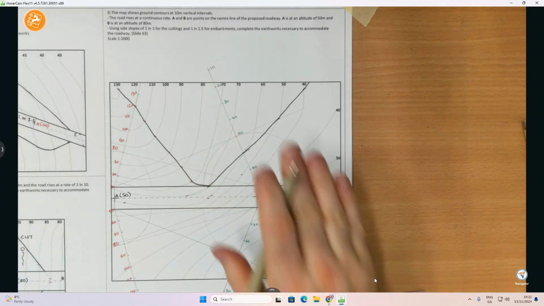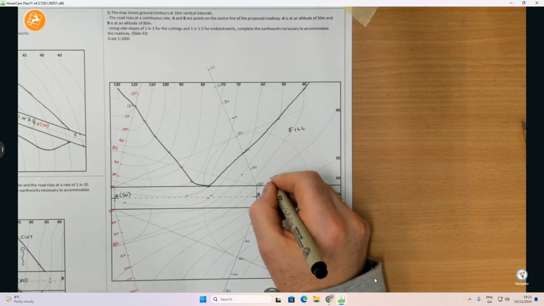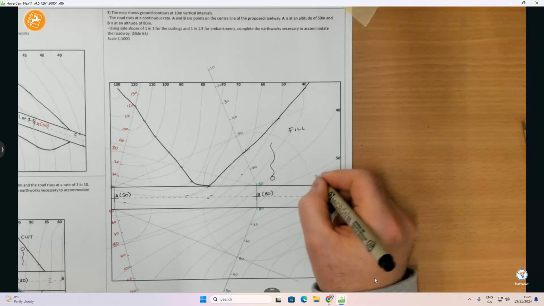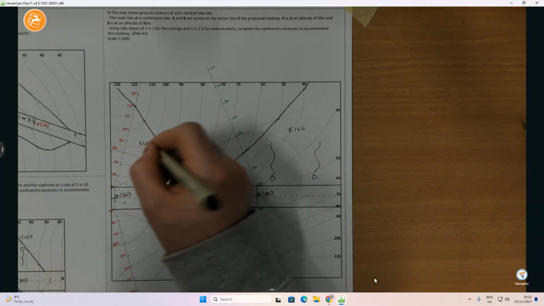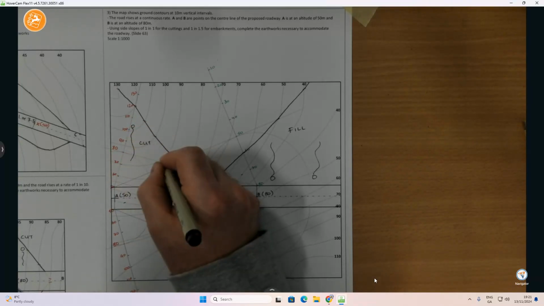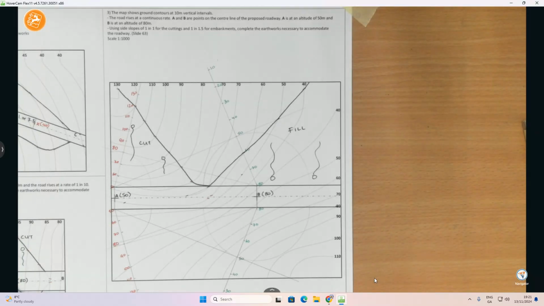Okay. So that side on the right side was a fill, which basically means if I was doing tadpoles, the balls would roll away from the road. And this side was a cut. Sorry, light's going out here now, guys. Okay, and there's the cut.